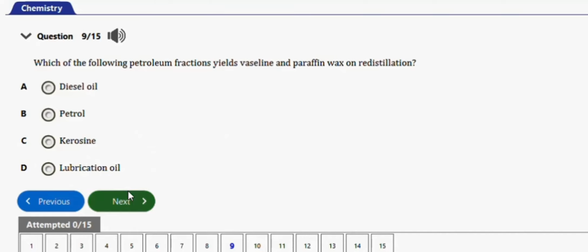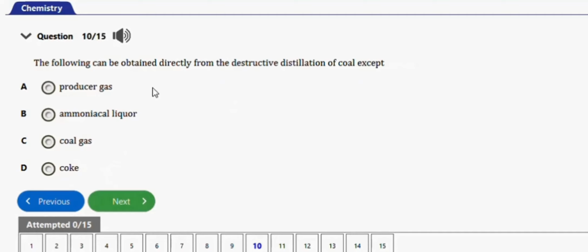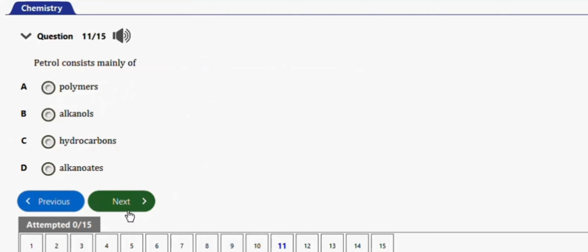The next question will be this one. It says the following can be obtained directly from the destructive distillation of coal, except, so the exception here is diesel gas. Alright, very important. The next question will be this one. It says petrol consists mainly of hydrocarbons, option C. That's correct.